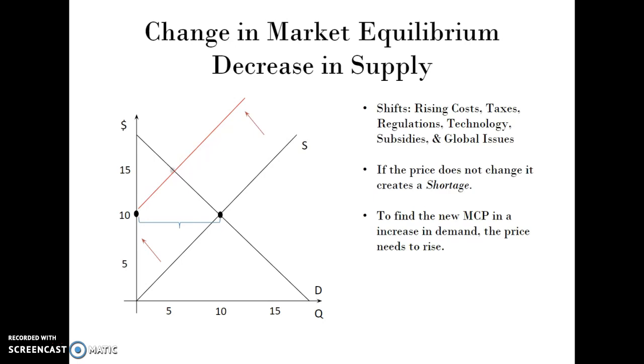What do we have to do? We have to raise prices to get rid of that shortage. So with a decrease in supply, you're actually going to get a decrease in quantity and an increase in price.